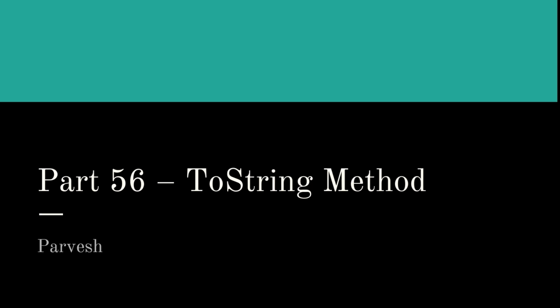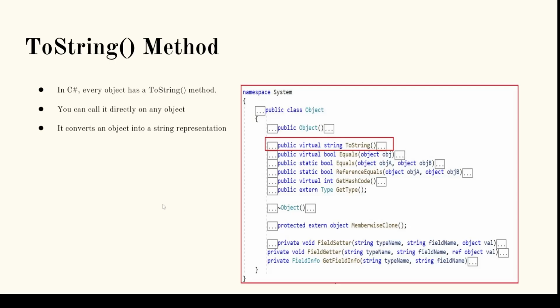In this video, we will learn about toString method. ToString method is very common in C#. In fact, toString method is available to all the objects because if you look at this screenshot, in object class itself, we have the toString method. As we already know, every class in C# is directly or indirectly inheriting the object class. Because of that, toString method will be available to every object of C#. That's why you will be able to invoke this method on any type of object. Let's go to Visual Studio and understand this.